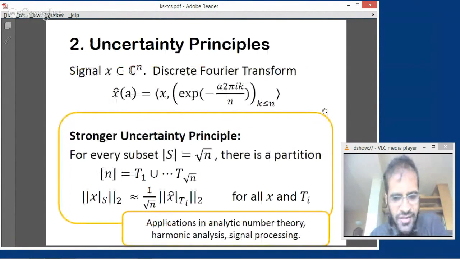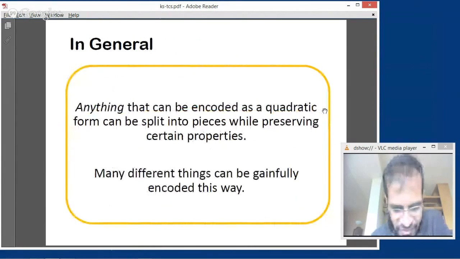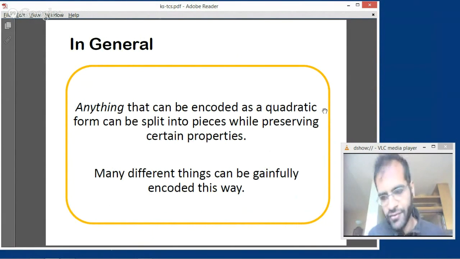But the basic take-home message of all of this is that the reason the theorem is useful is that it says that anything you can encode as a quadratic form, you can split into pieces while preserving the spectral properties. And the reason it's useful is that you can encode many different kinds of objects as quadratic forms, like graphs.